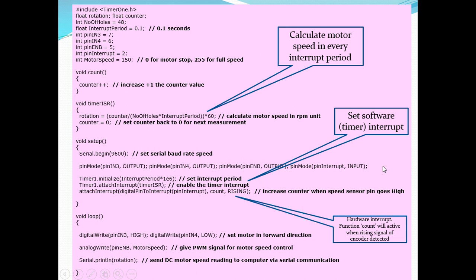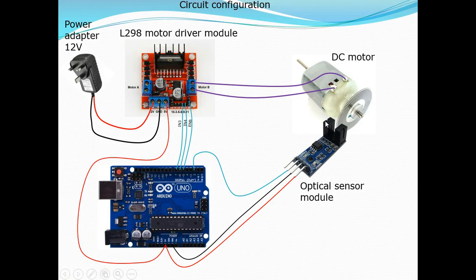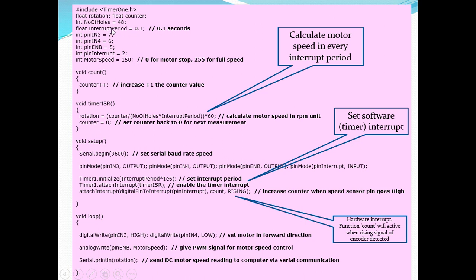This is the coding. Okay, we go through it line by line here. So here float timer 1. This one is for what? Interrupt. The Timer1.h interrupt library. Float rotation, float counter, just declarations. Integer number of holes: this 48 means the number of holes inside this blade. Alright. Float interrupt period. How many interrupt periods? 0.1 second, 100 milliseconds.